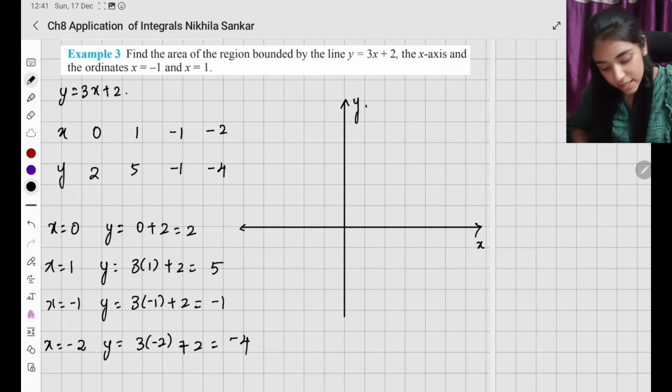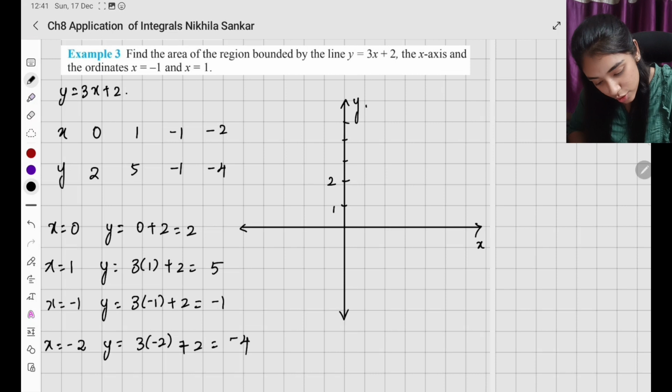So when I put it in the graph, what do I have? I have 1 2 3 4 5 here and minus 1 minus 2 minus 3 here, and I have 1 2 3 4 5 and all the negative values here. So minus 1 minus 2 minus 3.